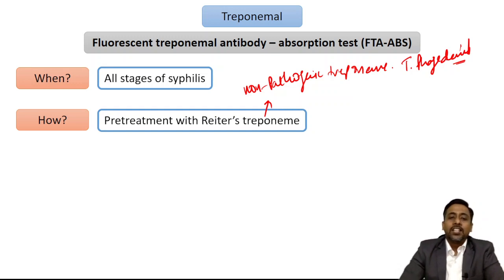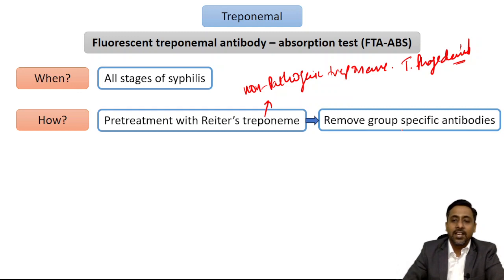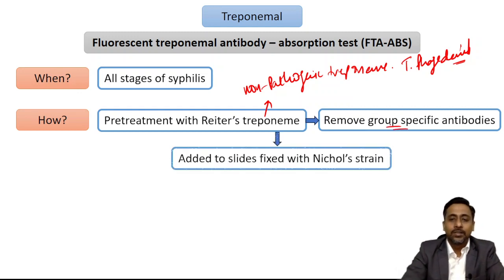So we will treat the specimen first with Reiter's treponeme, and this pre-treatment is known as absorption. What will it do? It will remove all the group specific antibodies. Once the group specific antibody is removed, we will add it to a slide fixed with Nichols strain. What is the Nichols strain? Nichols strain is the pathogenic Treponema pallidum, which is maintained by serial passaging in rabbit testis.